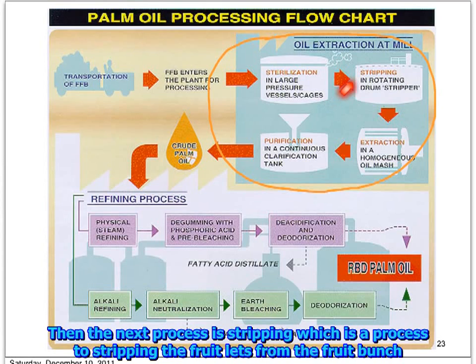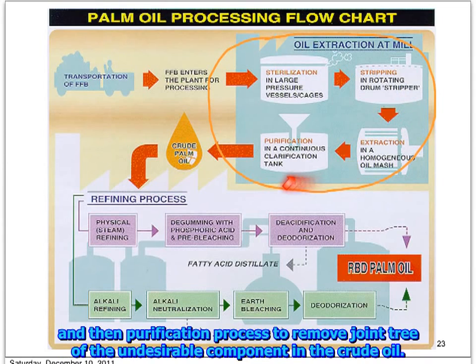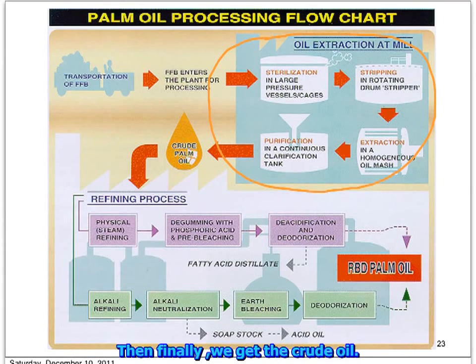Then the next process is stripping, which is the process to separate the fruitlets from the fruit bunch. And this will go through the extraction process to extract the oil, and then the purification process to remove the majority of the undesirable components in the crude oil. Then finally we get the crude oil.